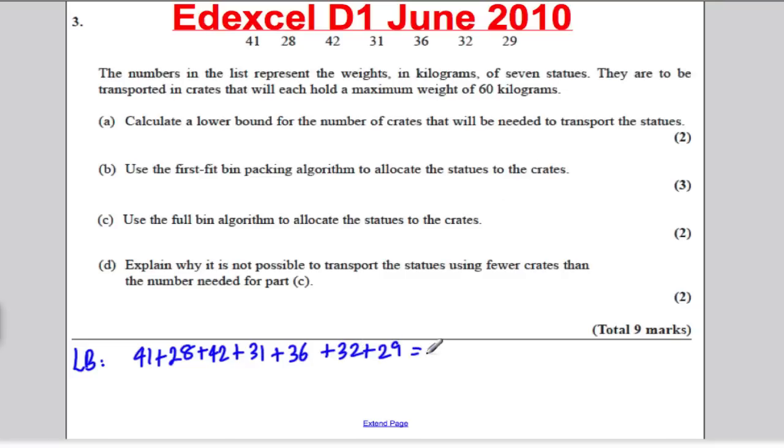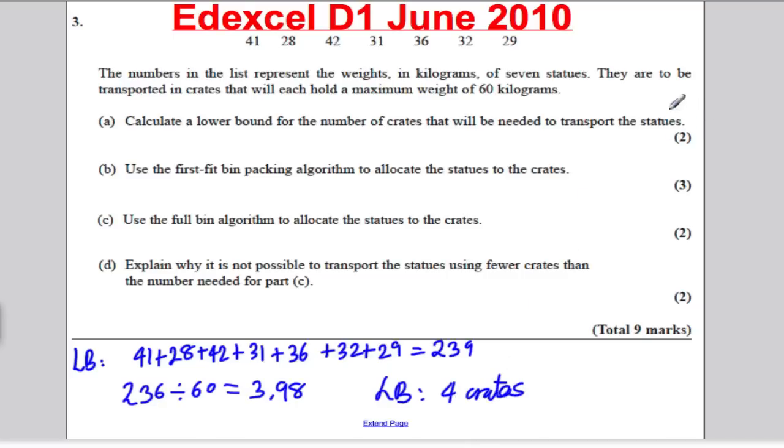And you get 239. And you want to get that into weights of 60. So 239 divided by 60 tells you 3.98. So therefore the lower bound is 4 crates. Nice, easy 2 marks there.